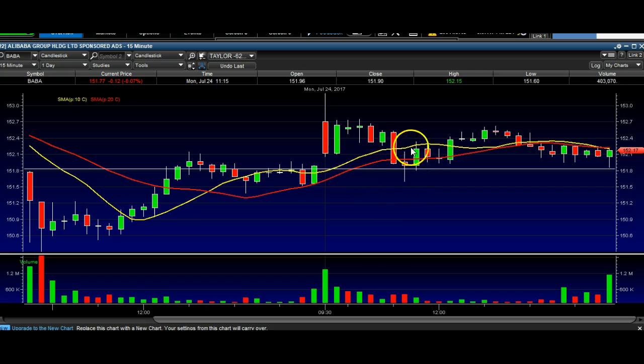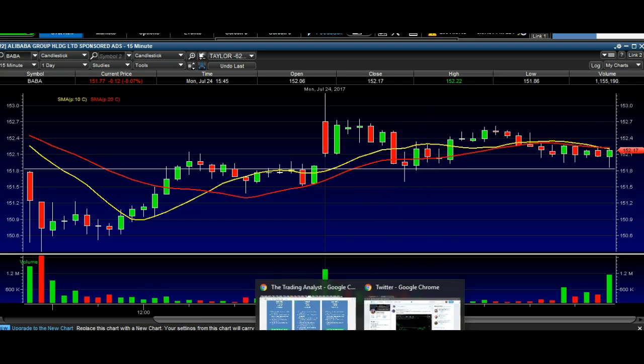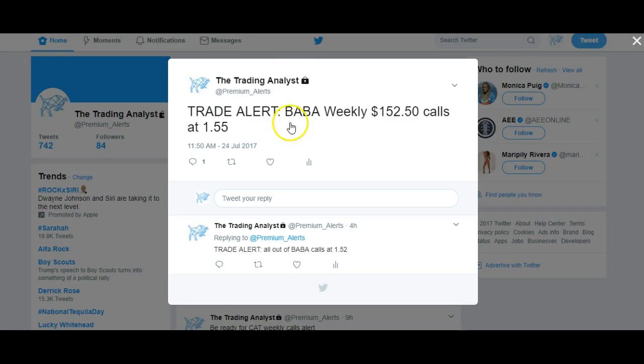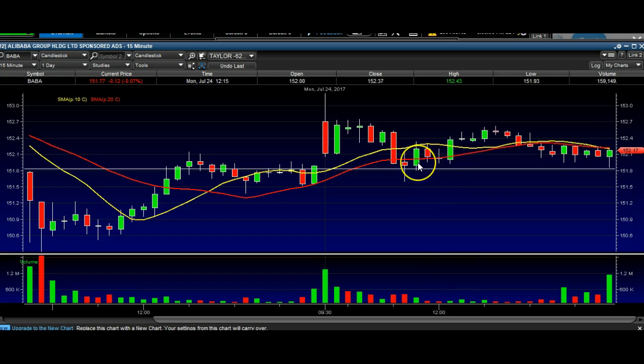Okay, so we alerted some calls right here on this candle, and we entered in right here. Trade alert, BABA weekly 152.50 strike calls at 155. So that was this week, expiring on Friday. 155 was the price we got in. We were looking for a breakout on Alibaba.